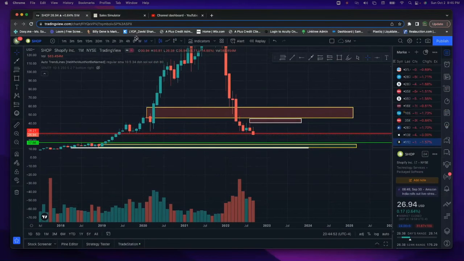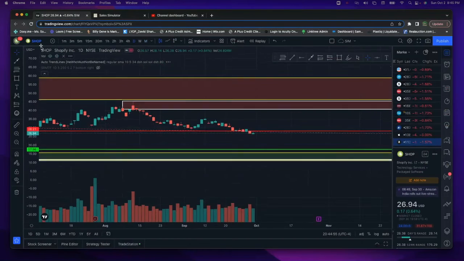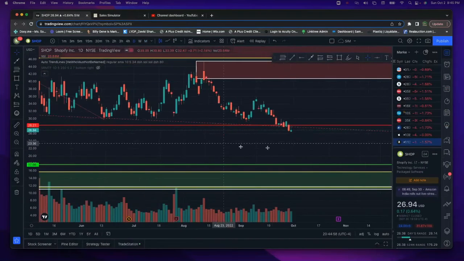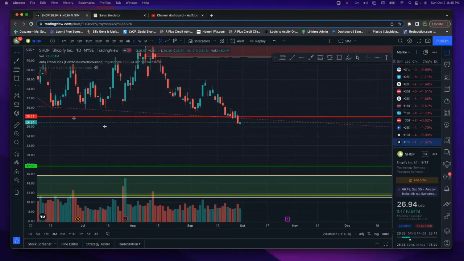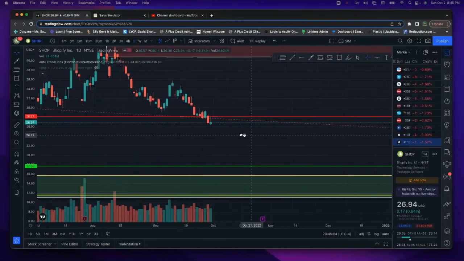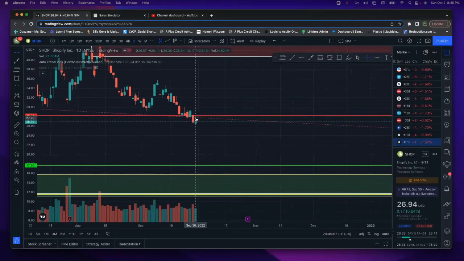Hopefully you guys got SHOP. Let me see on the daily, what does that look like? So yeah, SHOP right now, and I can see, look at this candlestick formation here. I have this, again, this is another shooting star, and this is a bearish candlestick formation.